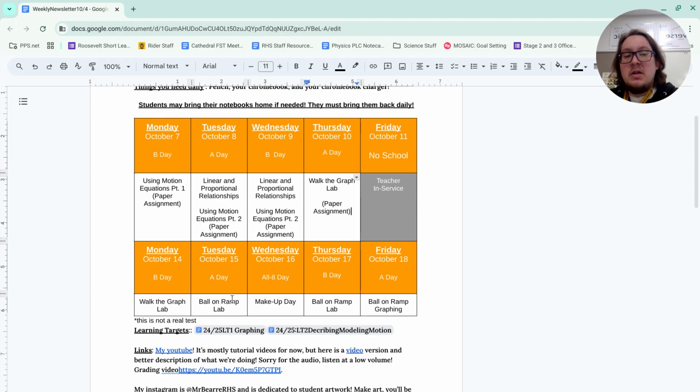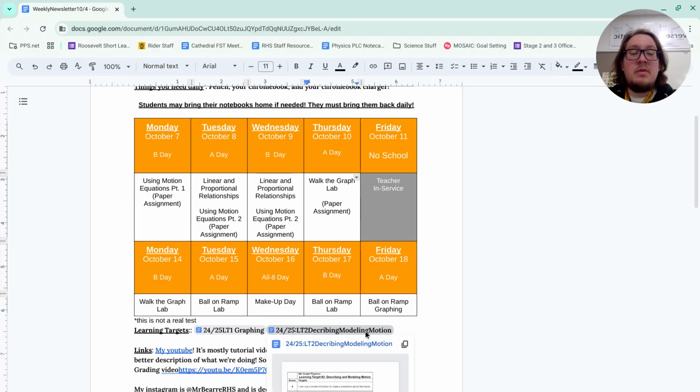I'm trying to take stuff out, squeeze stuff in, make sure I'm teaching correctly, making sure I'm going over things students aren't understanding. So really taking the time to make sure we're hitting these learning targets that are always below. And I feel like as far as proficiency for learning targets, graphing is going well. Describing and modeling motion, most students are at the developing stages of that, but we have plenty of time to get there.